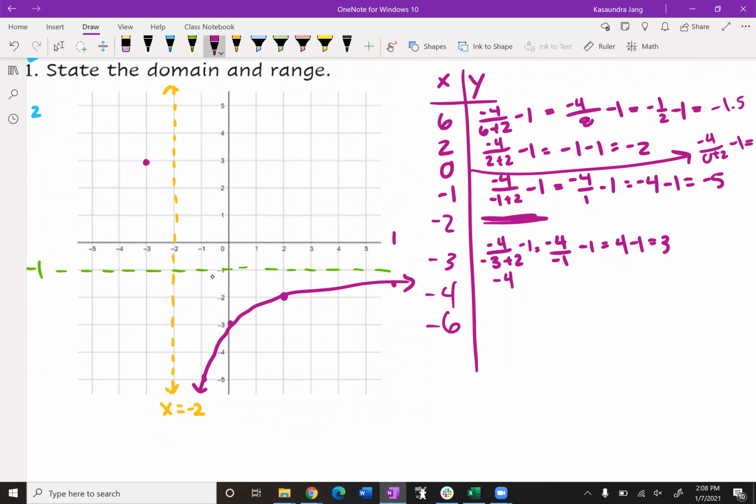Look at my -4. -4 divided by -2 is a +2, minus 1, which is 1. Okay, so I got -4, 1. All right, I need more than 2 points though. This would look like a straight line. I need a curve. I need another point here. So I'm going to plug in my -6.